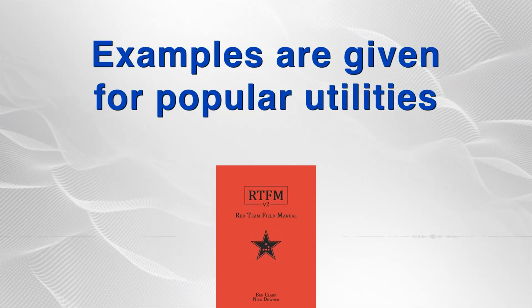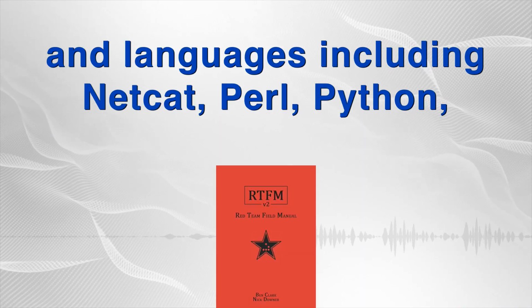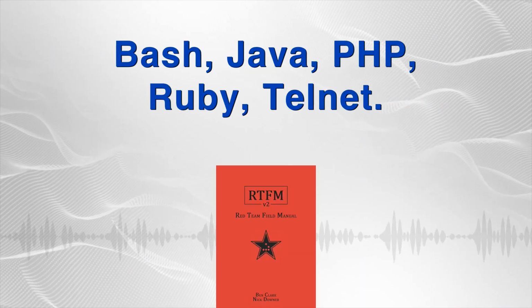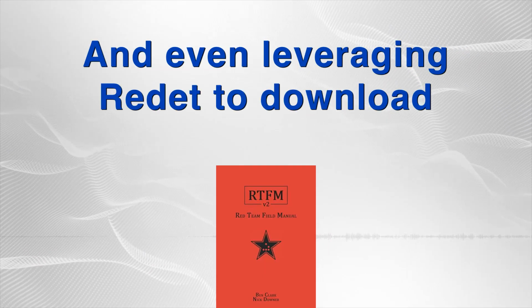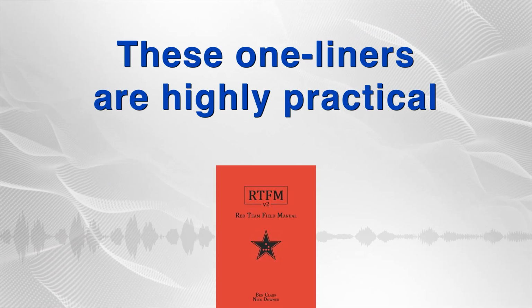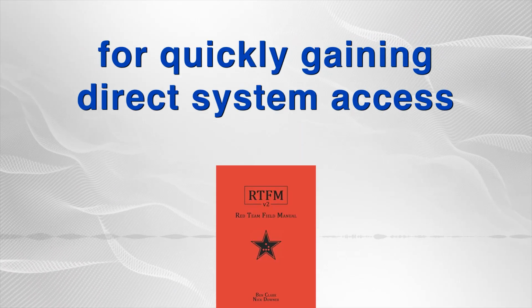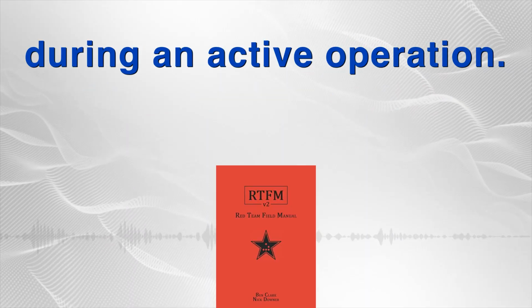Examples are given for popular utilities and languages, including Netcat, Perl, Python, Bash, Java, PHP, Ruby, and Telnet. A wide variety of options, and even leveraging Rrdet to download and execute a script. These one-liners are highly practical for quickly gaining direct system access during an active operation.